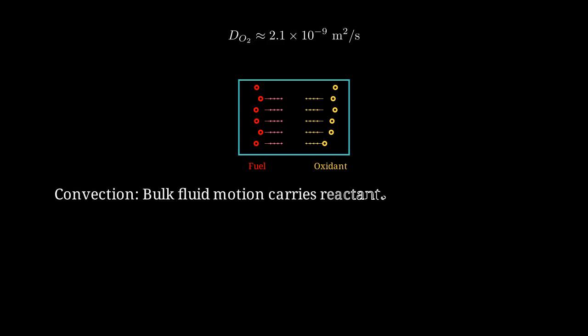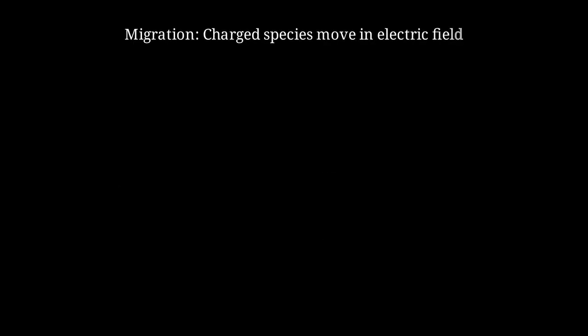Convection is the bulk fluid motion that carries reactants to the electrode surfaces. Convective flux equals velocity times concentration. This dominates in the channel center away from walls. Migration is the movement of charged species in an electric field, important for ionic transport. Let's examine the critical parameters that determine fuel cell performance.